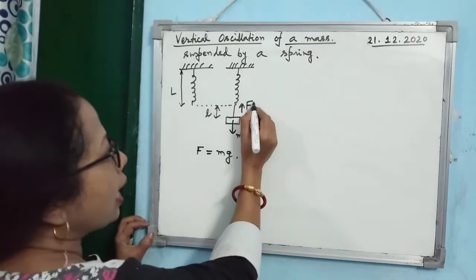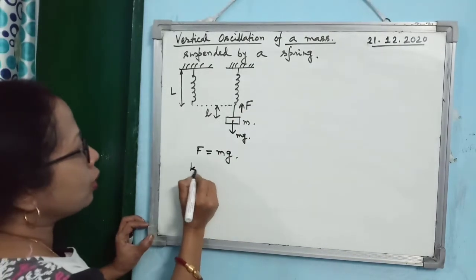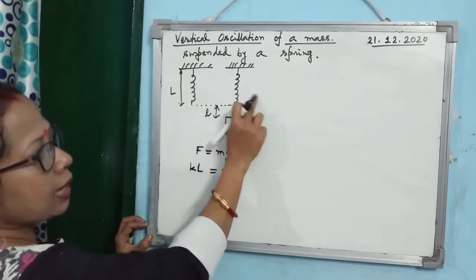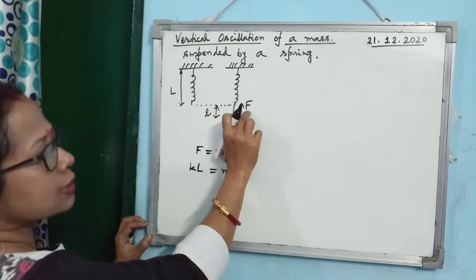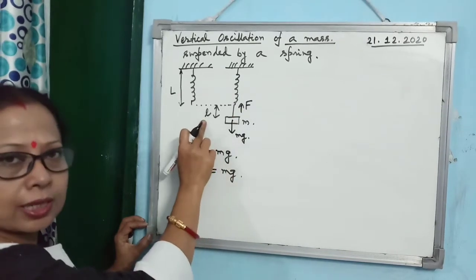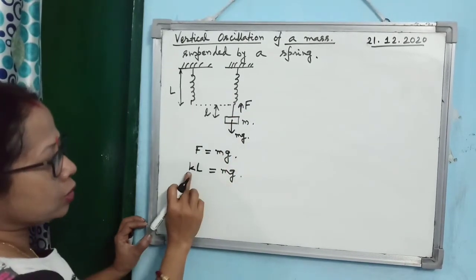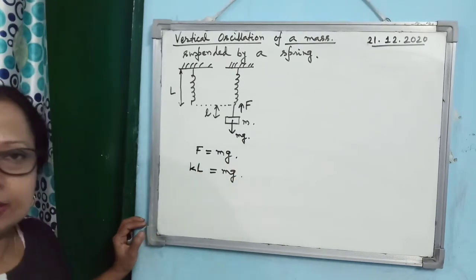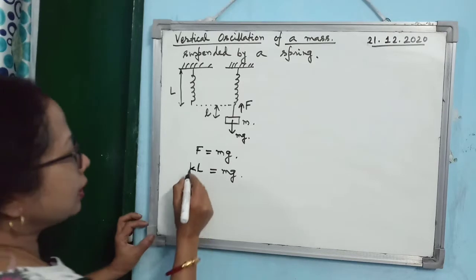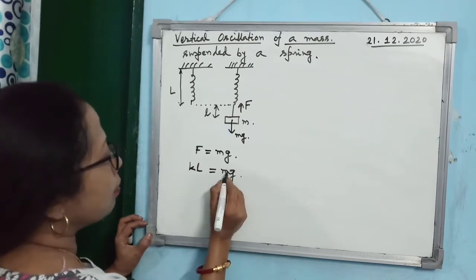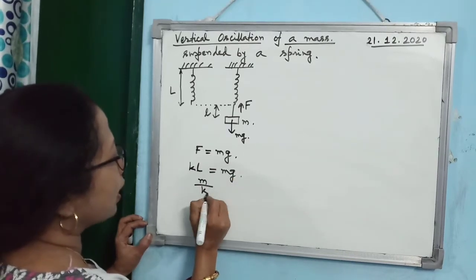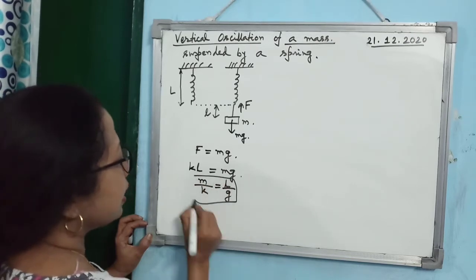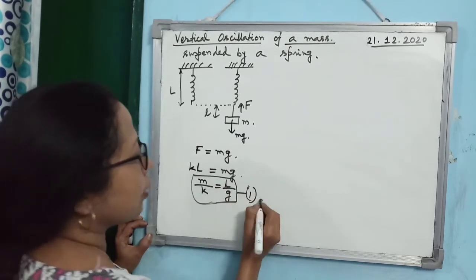Now again, according to Hooke's law, what will be F? F will be K into L, because according to Hooke's law, force and displacement are directly proportional, so it will be some constant into L. So what are you getting? K into L is equal to M into G. Is that clear? So this is the relation, and remember that M by K is equal to L by G. This is the first relation we are getting.